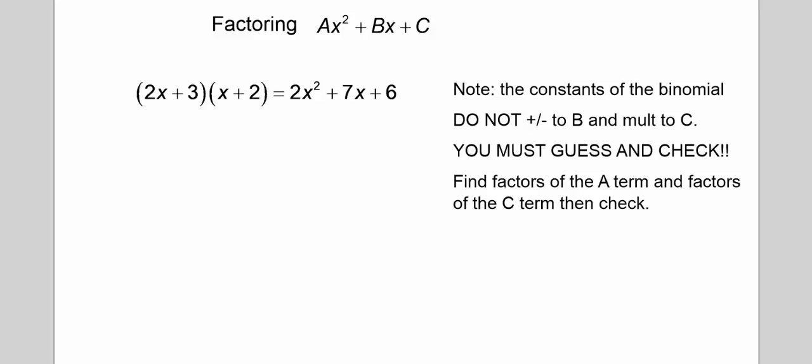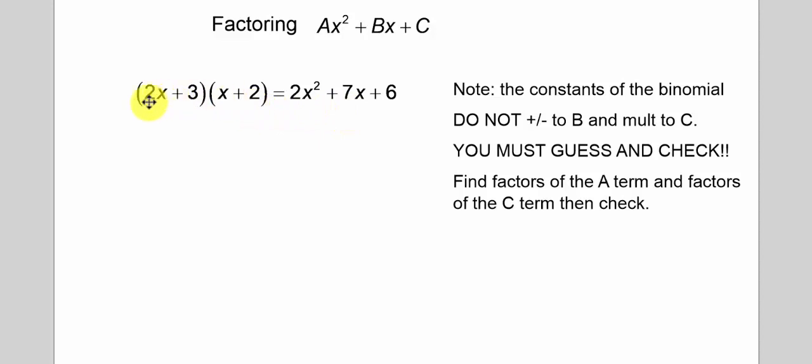So today, as far as I'm concerned, is the most difficult factoring method possible. It's when we're asked to factor a quadratic of the form ax squared plus bx plus c, and you'll notice a in this case is the coefficient in front of the x squared. It's no longer a 1. So let me give you an example of the multiplication that would get something like this.